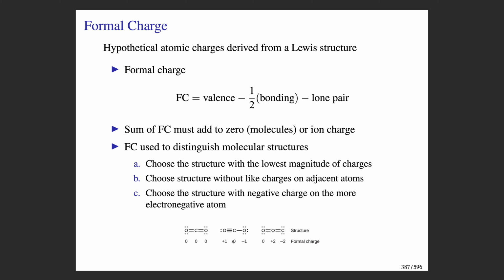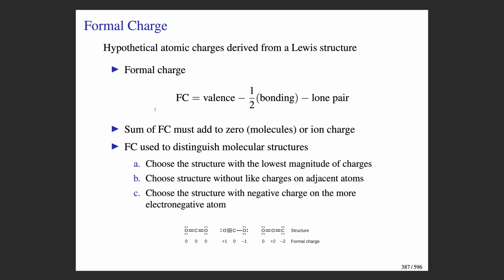So first off, you can calculate a formal charge for every atom in a molecule. It's equal to the number of valence electrons that atom contributes minus 1/2 the number of bonding electrons minus any lone pair electrons that are present on that atom in the Lewis structure. So if you have a Lewis structure, you can calculate the formal charge on the atoms, and I'm going to show you some examples of that.